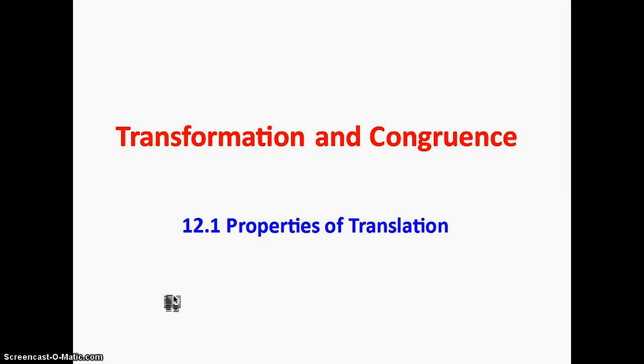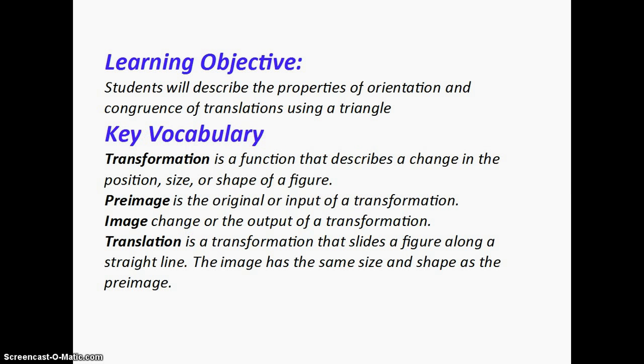Well, the first thing we want to take a look at is activity 1 in 12.1, when we're talking about the properties of translation. Our learning objective: students will describe the properties of orientation and congruency of translation using a triangle.